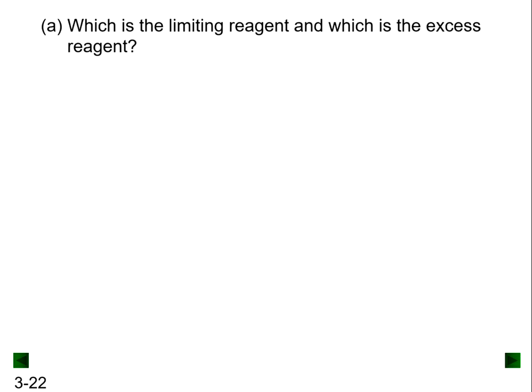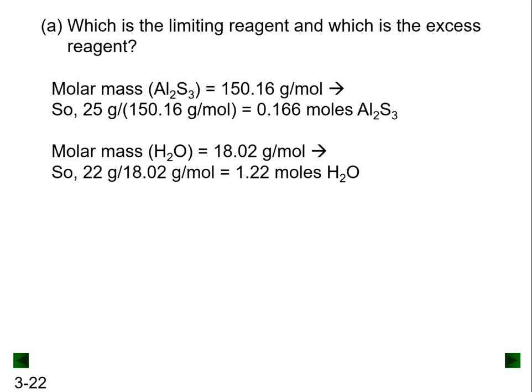Now, which is the limiting reagent and which is the excess reagent? We have a balanced equation and we have masses. Let's convert the masses into moles. So we need the molar mass for aluminum sulfide. We know how to calculate that. And if we do that calculation, we end up with 150.16 grams per mole of aluminum sulfide. 2 times the atomic mass of aluminum plus 3 times the atomic mass of sulfur gets us there.